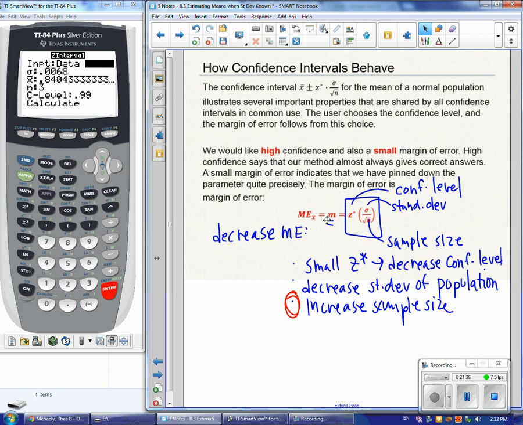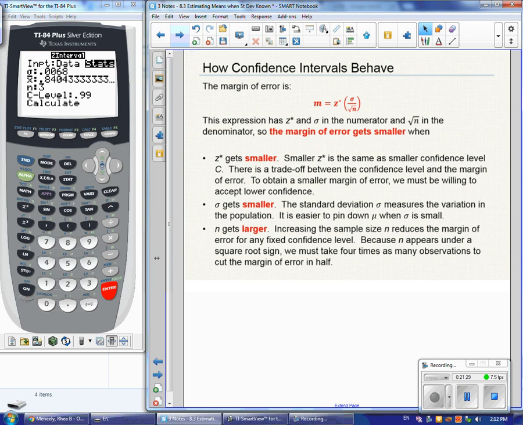So let's talk about an example where we have a fixed margin of error and a fixed confidence level. This is just another shot of what I just mentioned. So our margin of error is going to decrease as z gets smaller, but that's only going to happen if we decrease our confidence level, so there's a trade-off. Or our standard deviation gets lower, or n gets larger, increasing our sample size. We'll maintain our confidence level and decrease our margin of error.